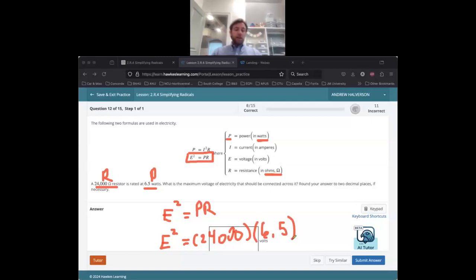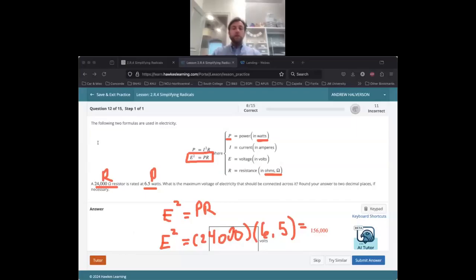Break out your calculator. I have no idea what that is. 156,000. And then how would you find the value of plain old E? So let me type this in now: 156,000 and the E squared.